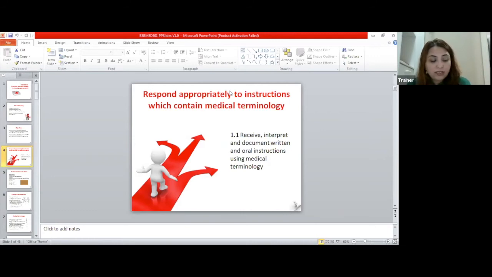Some clients have something called chronic fatigue syndrome. Fatigue means tired. They always feel tired. Chronic fatigue syndrome. We already spoke about congenital heart disease, also called CHD.